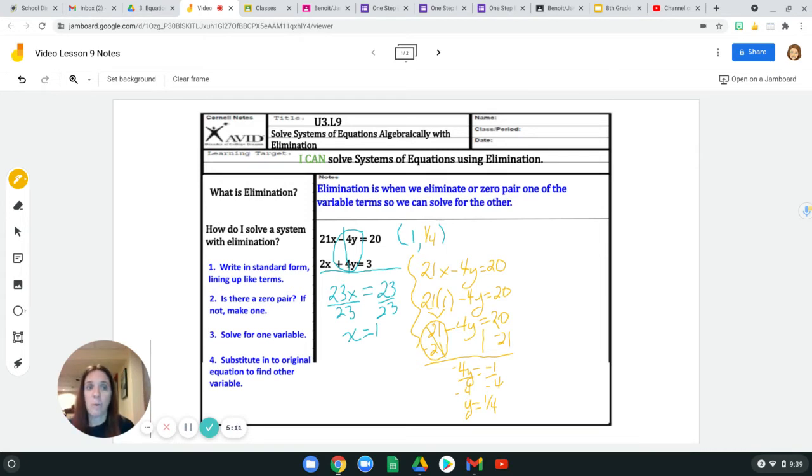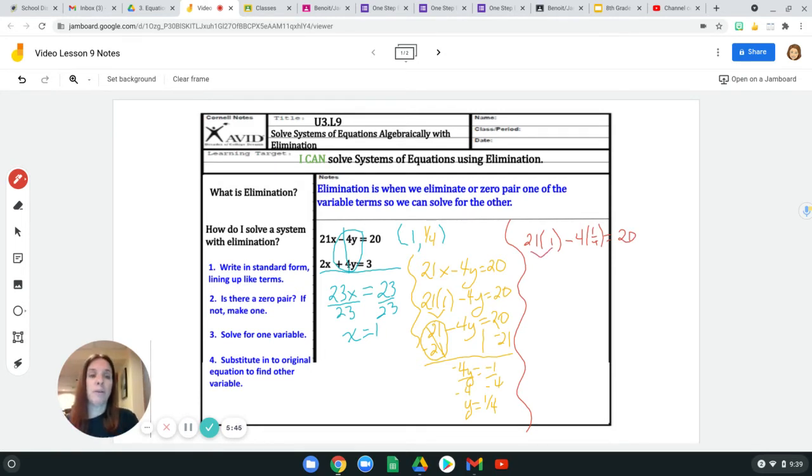Do your check where you would substitute each point in the ordered pair into both equations to make sure it's true. I'm going to show you on this first one, and then I'll just remind you on the other examples. All right, so we'll do the first equation first. Substitute 1 for x and substitute 1/4 for y. And if our math works out, the left side should equal 20 because the right side says 20.